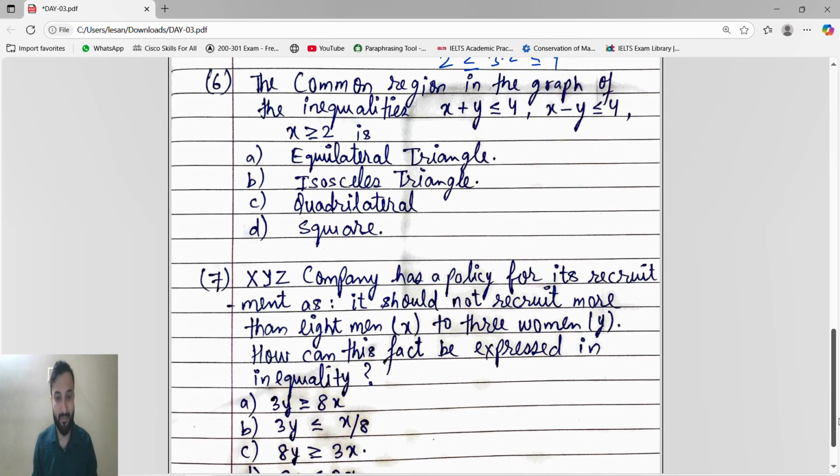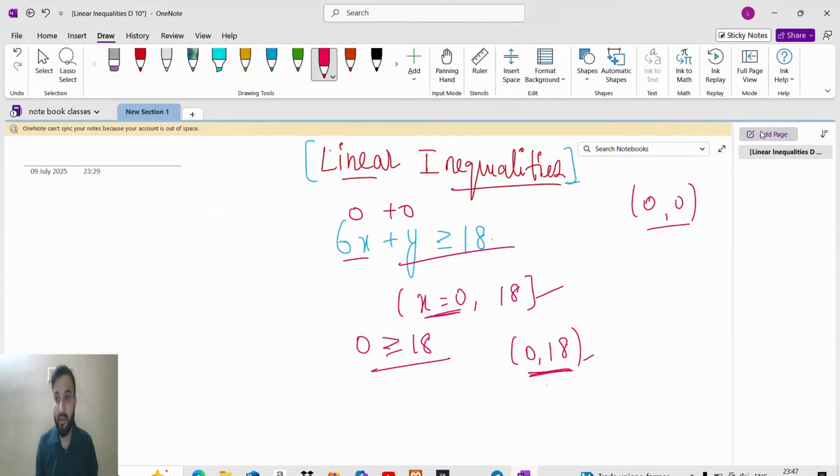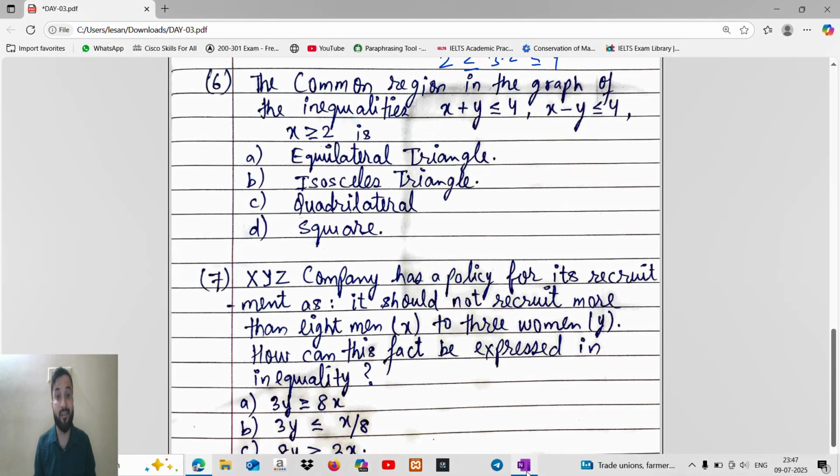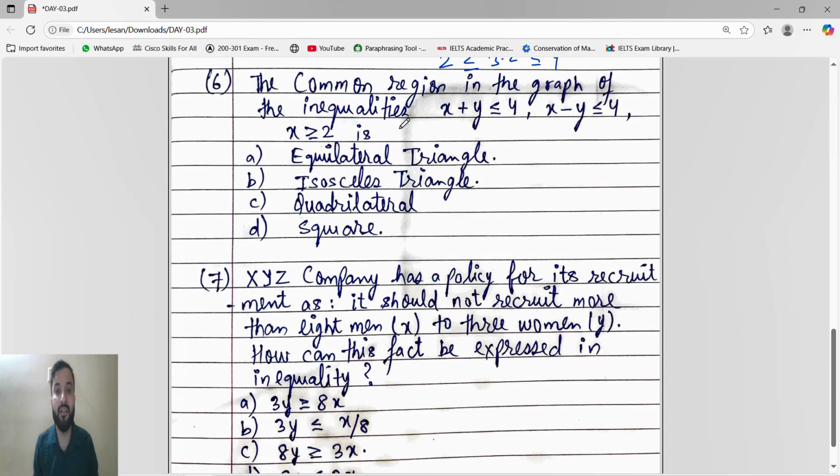Now the sixth one: the common region in the graph of the inequalities is this. Very easy peasy question, guys. What they said is we have to draw the graph and then tell which is the common shaded region. This type of question they ask very rarely, but still you have to know. You have to draw the graph.